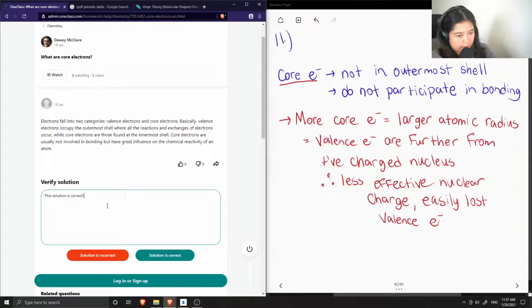And then I'm also just going to add what I said as well. When we have more core electrons, we have a larger atomic radius. Valence electrons would then be further away from the positively charged nucleus, giving a less effective nuclear charge, also known as Zeff, and easily lost valence electrons.